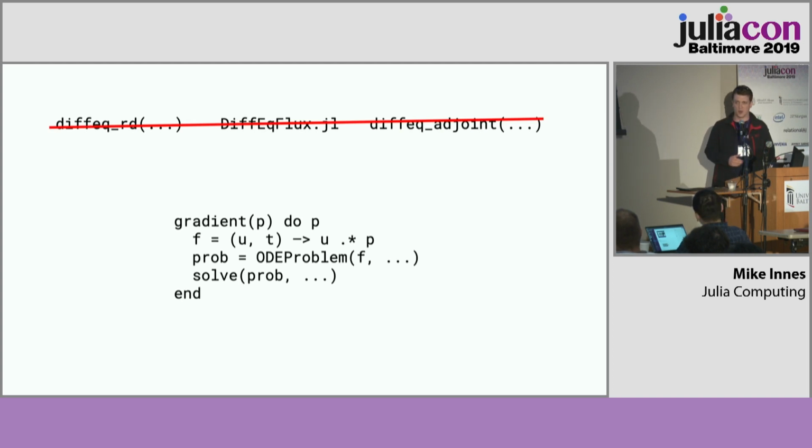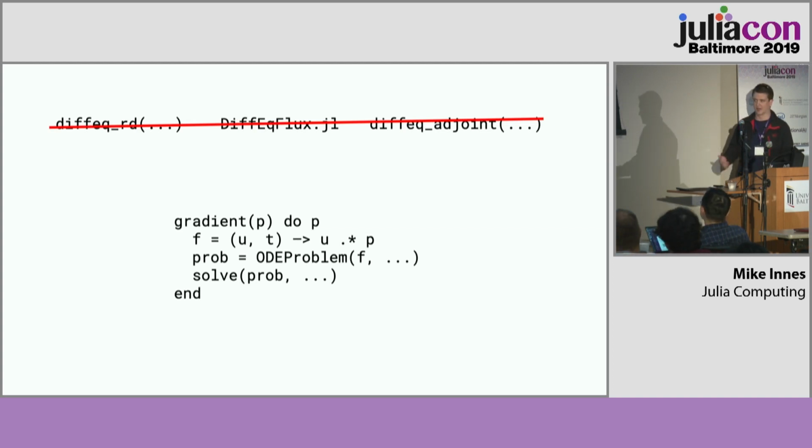gradient of solve. The goal here is that the API you use for solving a problem and taking the gradient shouldn't be any more than what's in the differential equation stocks plus the gradient function. And so that kind of stuff becomes a lot more intuitive and easier to work with.